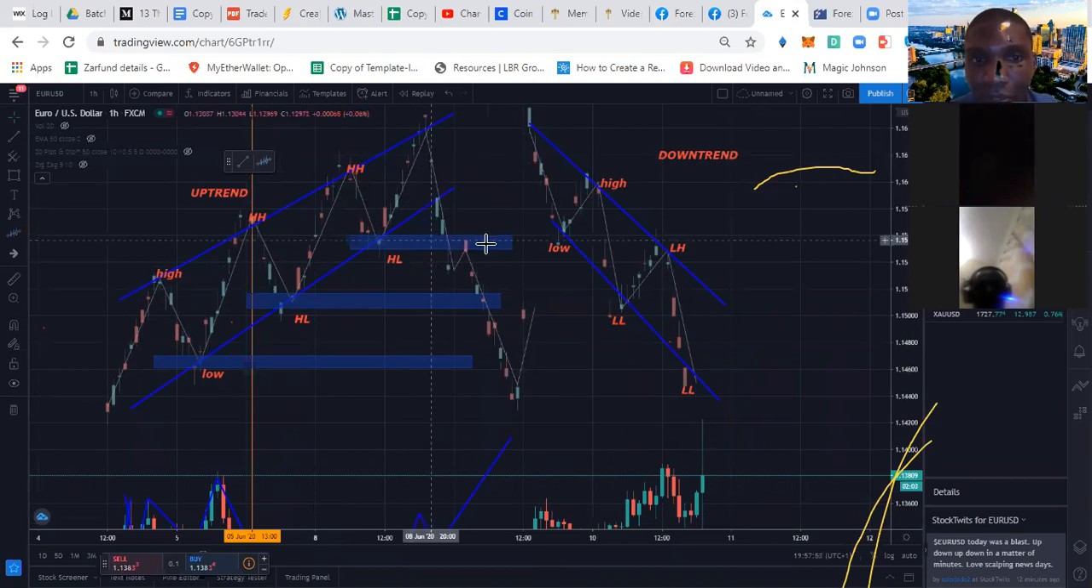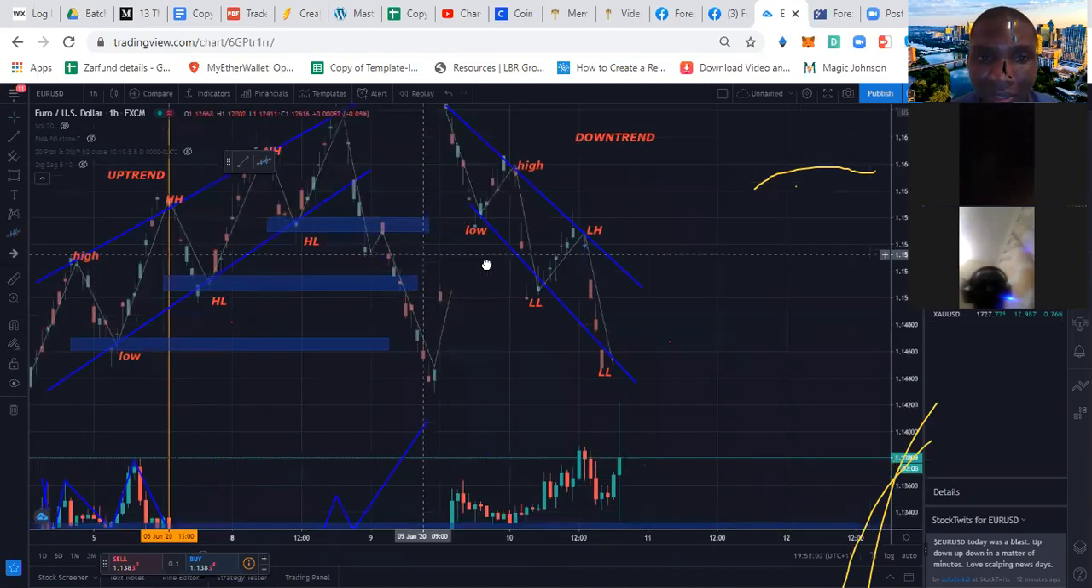All right. So this is what you do in an uptrend. This is how you identify it. This is how you know. This is how you follow an uptrend, and this is how you know an uptrend.